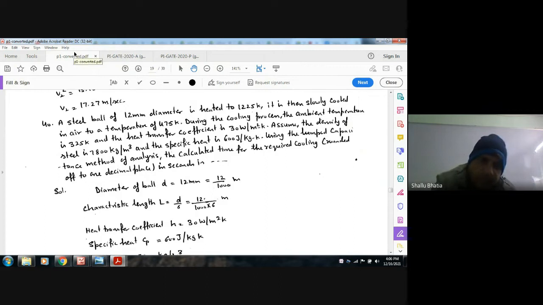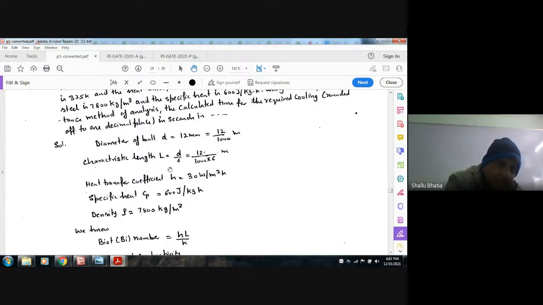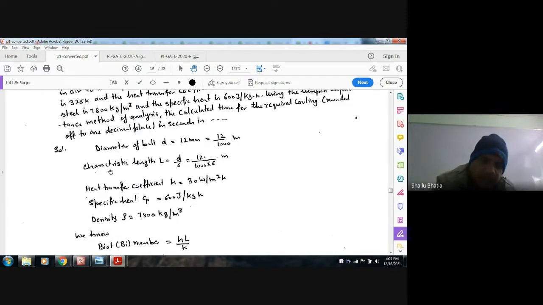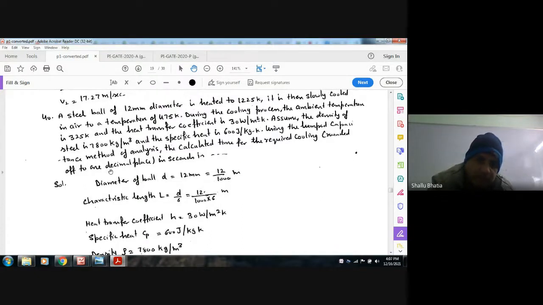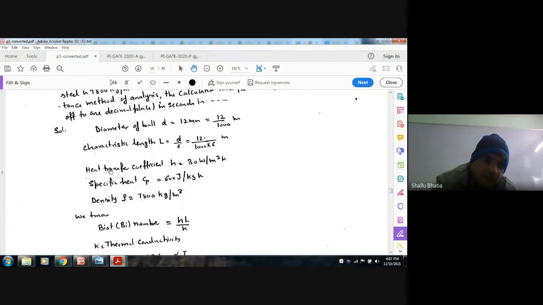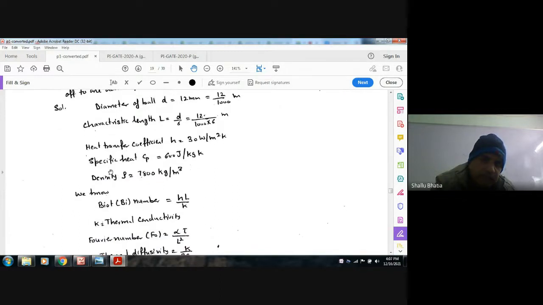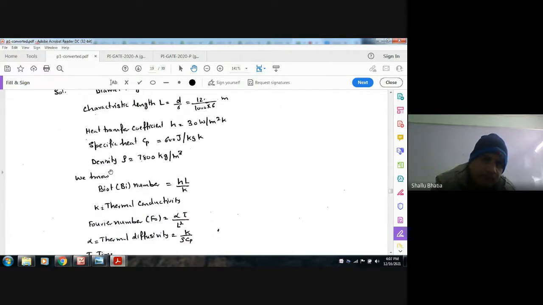So the diameter of the ball is d = 12 mm. Now, as the ball is a sphere, for a sphere the characteristic length is d by 6. So this is d by 6, the basic characteristic length. The heat transfer coefficient of the liquid in which the ball is submerged is 30 watts per meter square. The specific heat of the liquid, Cp, is 600. Density is 7800.